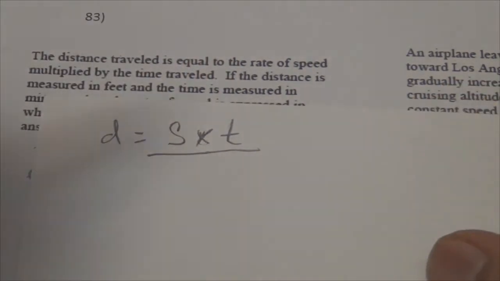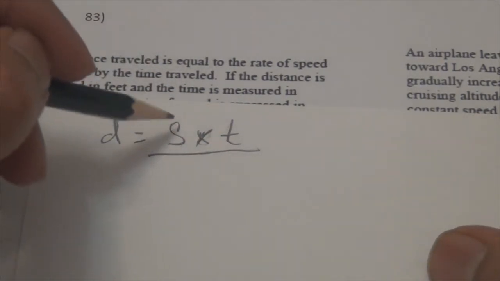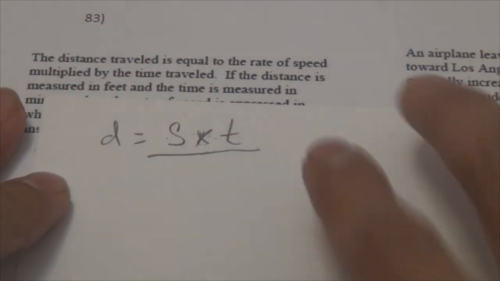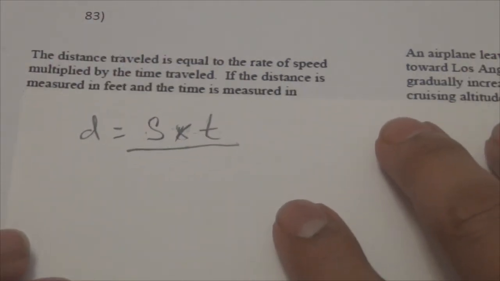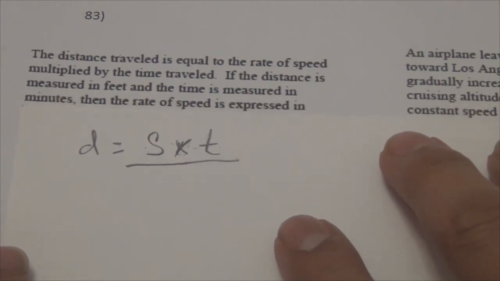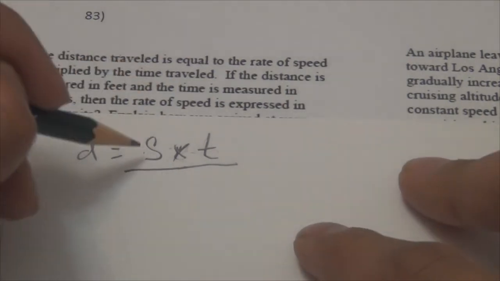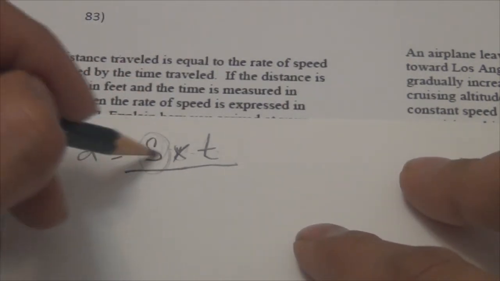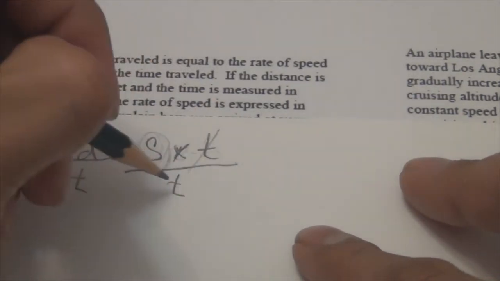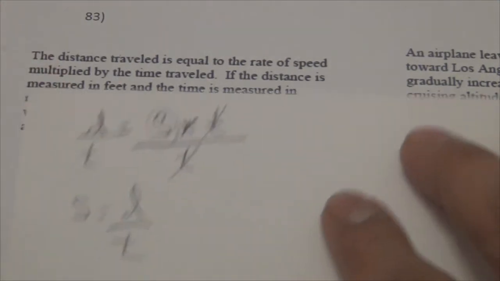Okay, so the speed is 50 miles per hour, 50 miles in 2 hours, that's 100 miles. Now, if the distance is measured in feet and the time is measured in minutes, then what is the rate of speed? In other words, they want us to solve for s. Well, let's divide by t on both sides, and we get s equals d over t.